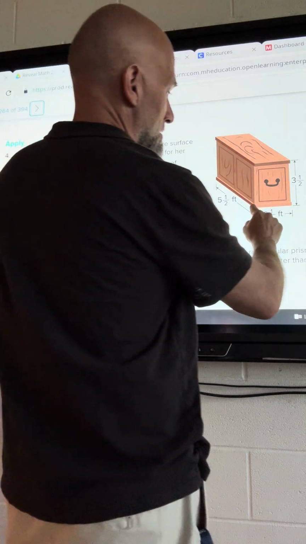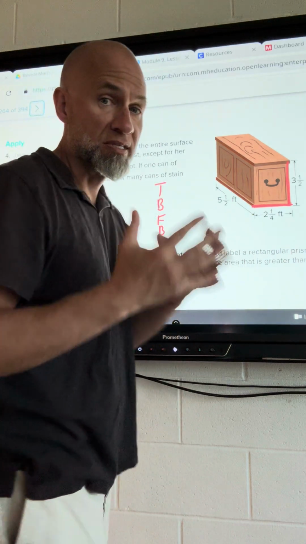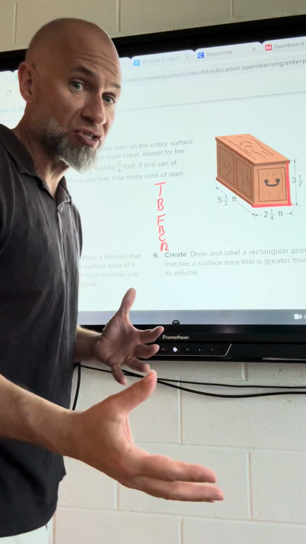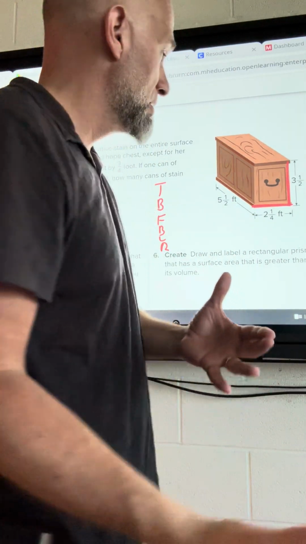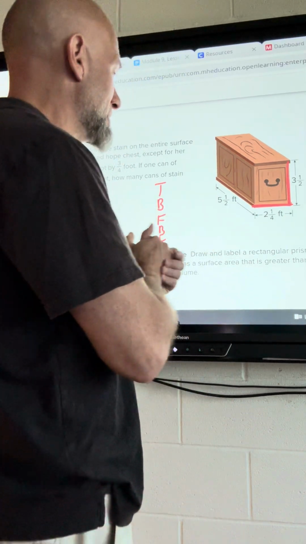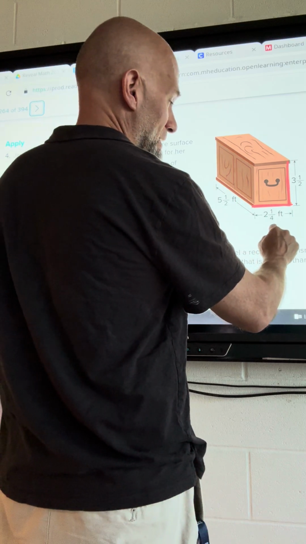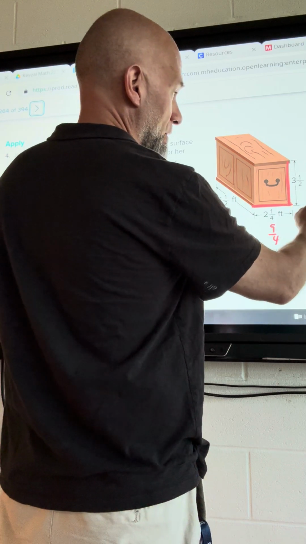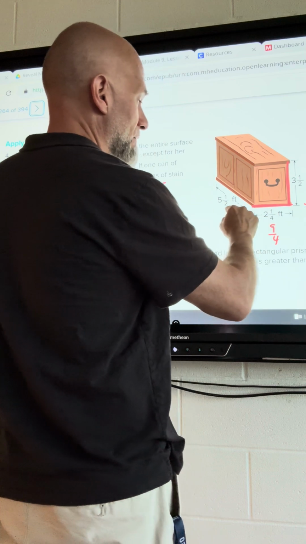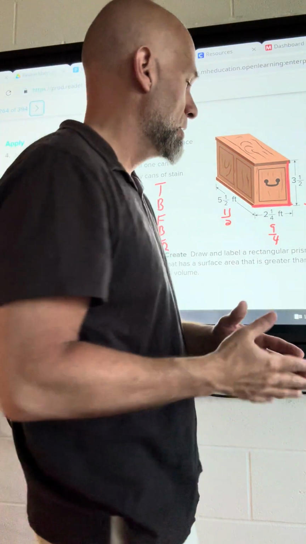And again, this is your front, 2 1/4 by 3 1/2. This is going to be up to you. My suggestion, I would change these to fractions. You could do decimals, but that's going to be a lot of numbers, a lot of decimal points. So 2 1/4 is going to be 9/4, 3 1/2 will be 7/2, 5 1/2 will be 11/2. I would use those numbers to help you, okay?